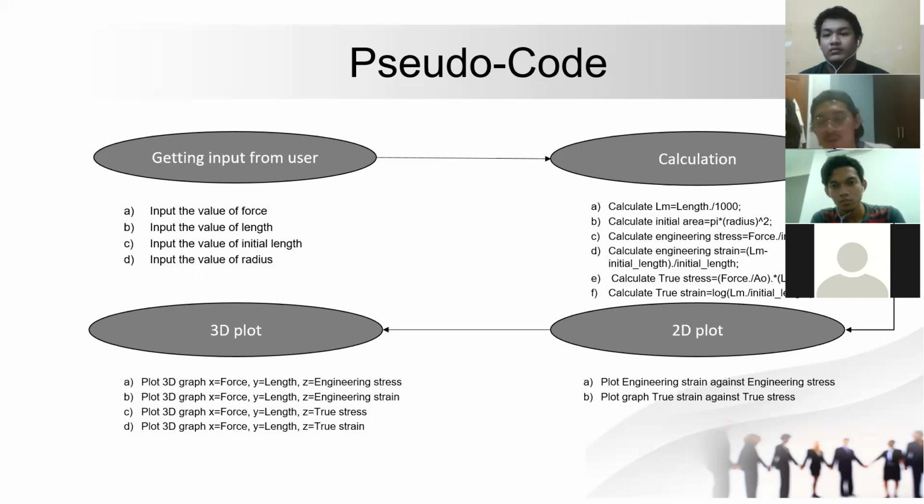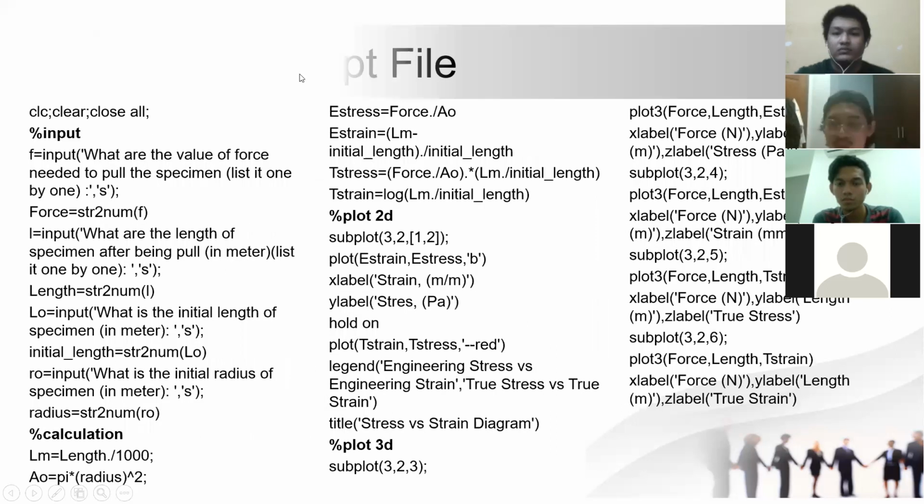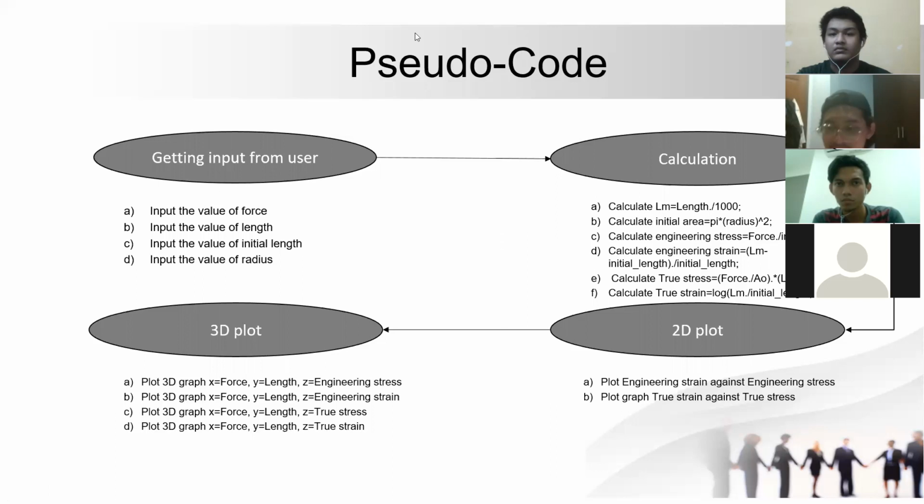For the calculation, we put in the coding to calculate the length equal to length over 1000, and the initial area equal to pi times r squared. Also the engineering stress equals force over initial area, and engineering strain equals length minus initial length over initial length. The true stress equals force over initial area times length over initial length. And the true strain equals log of length over initial length.